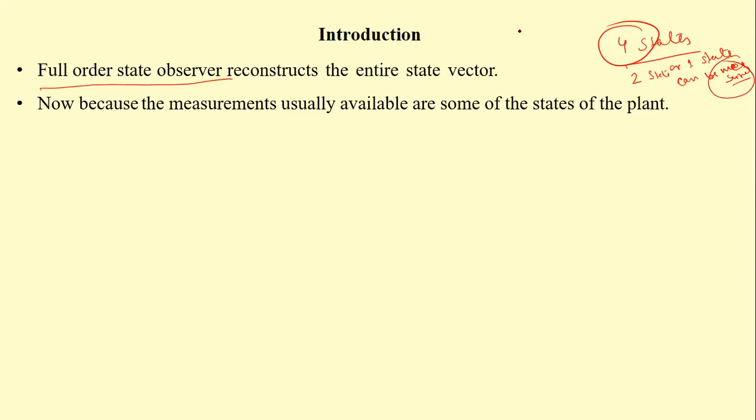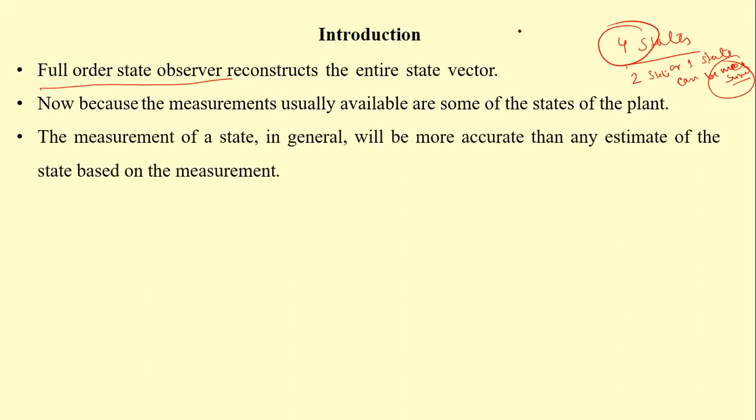Now, the measurement of a state will give you a more accurate value as compared to its estimated value. Remember one thing: if you can measure a state, it is better to measure it. Otherwise, if it is very difficult or almost impossible to measure a state, then estimate it. If you can measure a state directly or conveniently, that is much better because it gives a more accurate value than the estimated state.